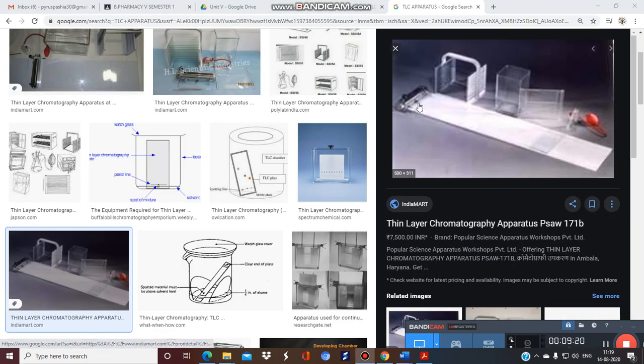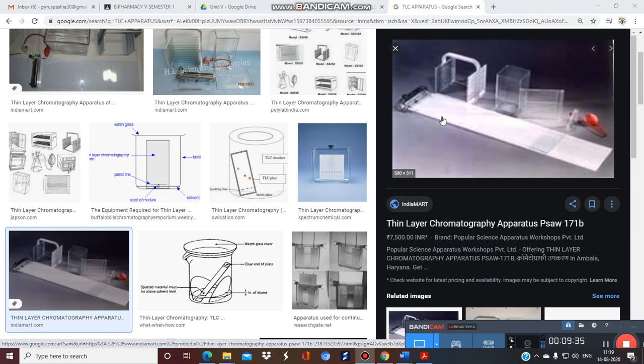Here it is. So this is the particular plastic perspex base, and in this base we will put our TLC plates in this way: 1 plate, 2 plate, 3 plate, 4 plate, and this is the spreader, and we will put the slurry in this and we will spread it to our TLC plates.